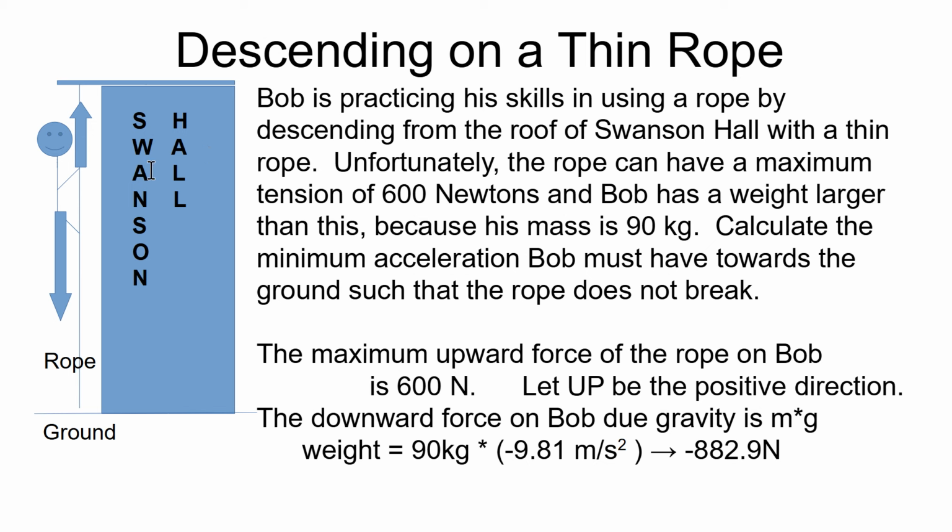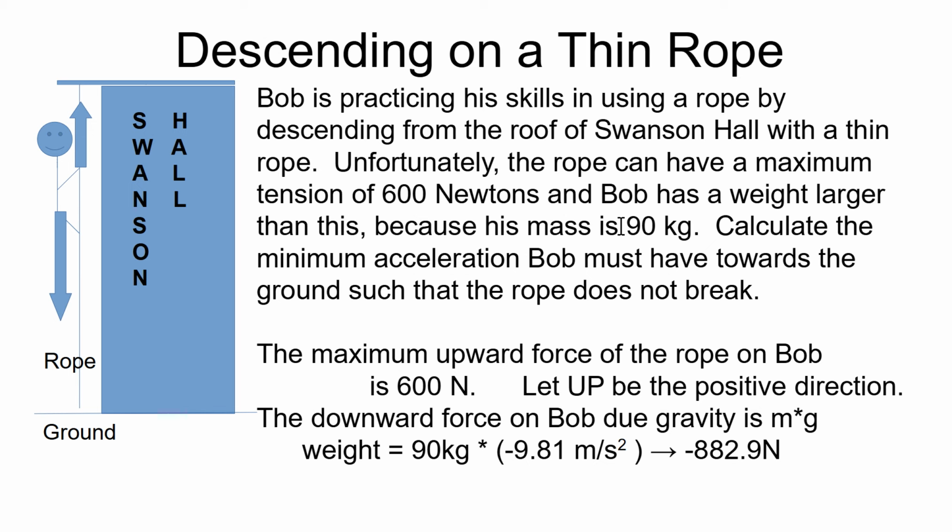It's a thin rope. It can only support 600 newtons of tension before it breaks. I'm giving Bob a weight of 90 kilograms. We'll soon discover that 90 kilograms creates a weight greater than 600 newtons. So how are we going to get Bob down?